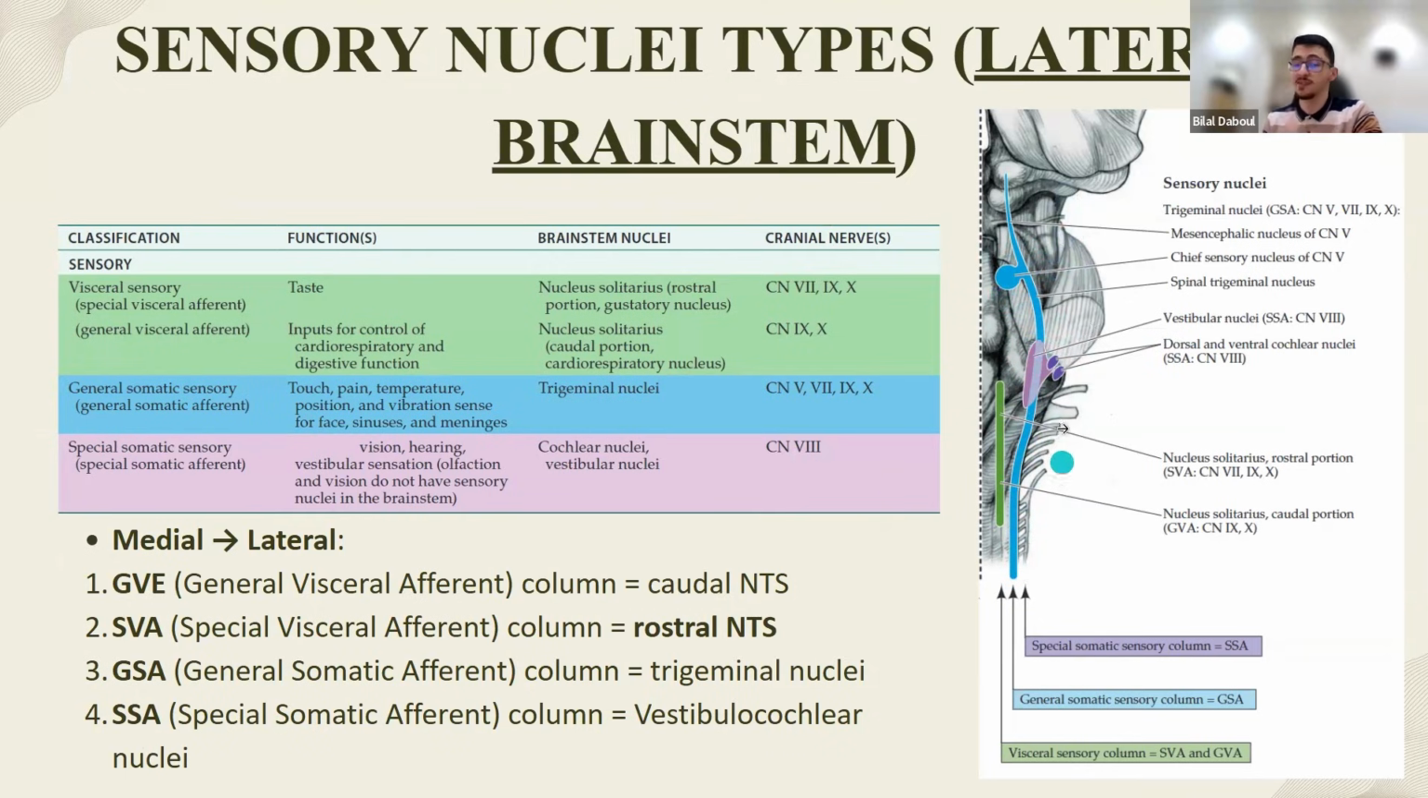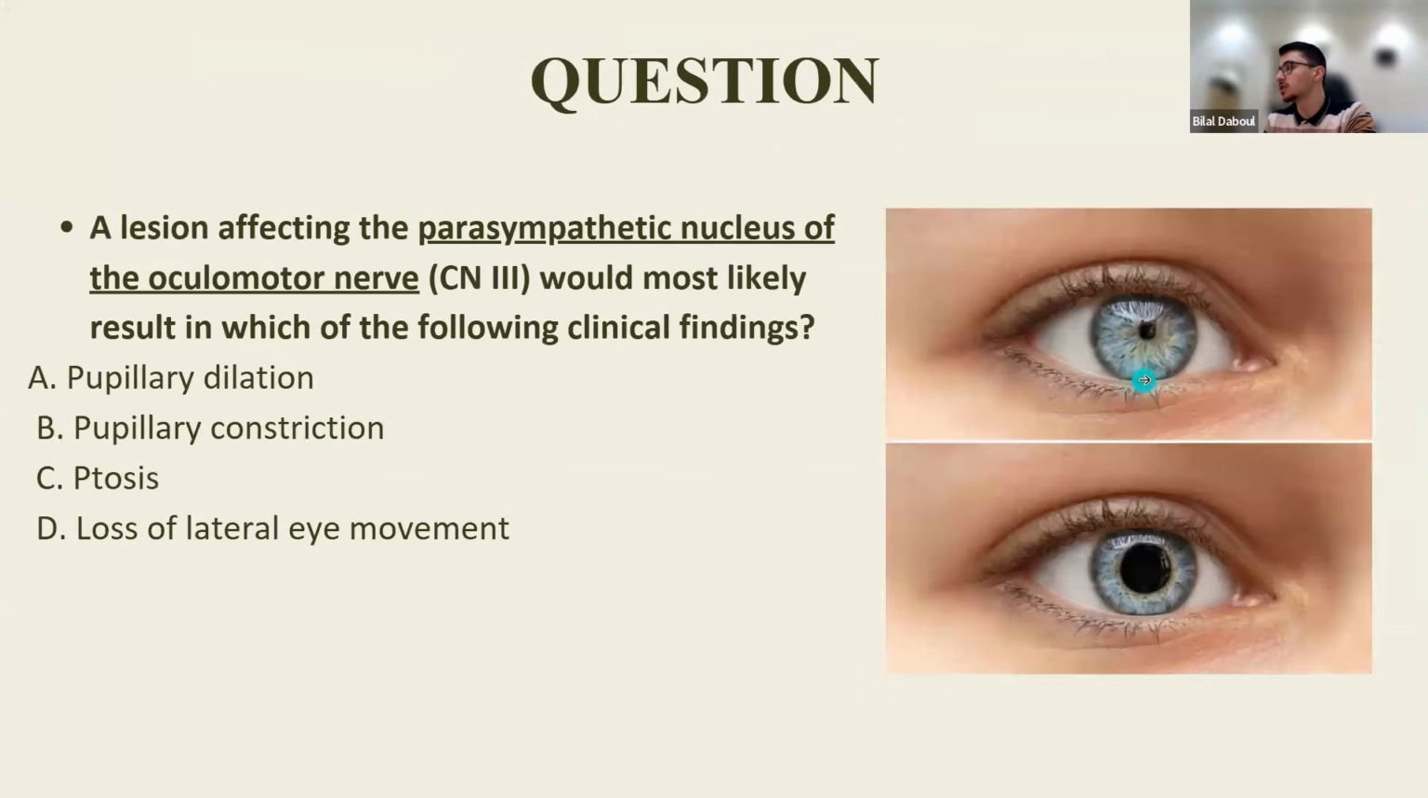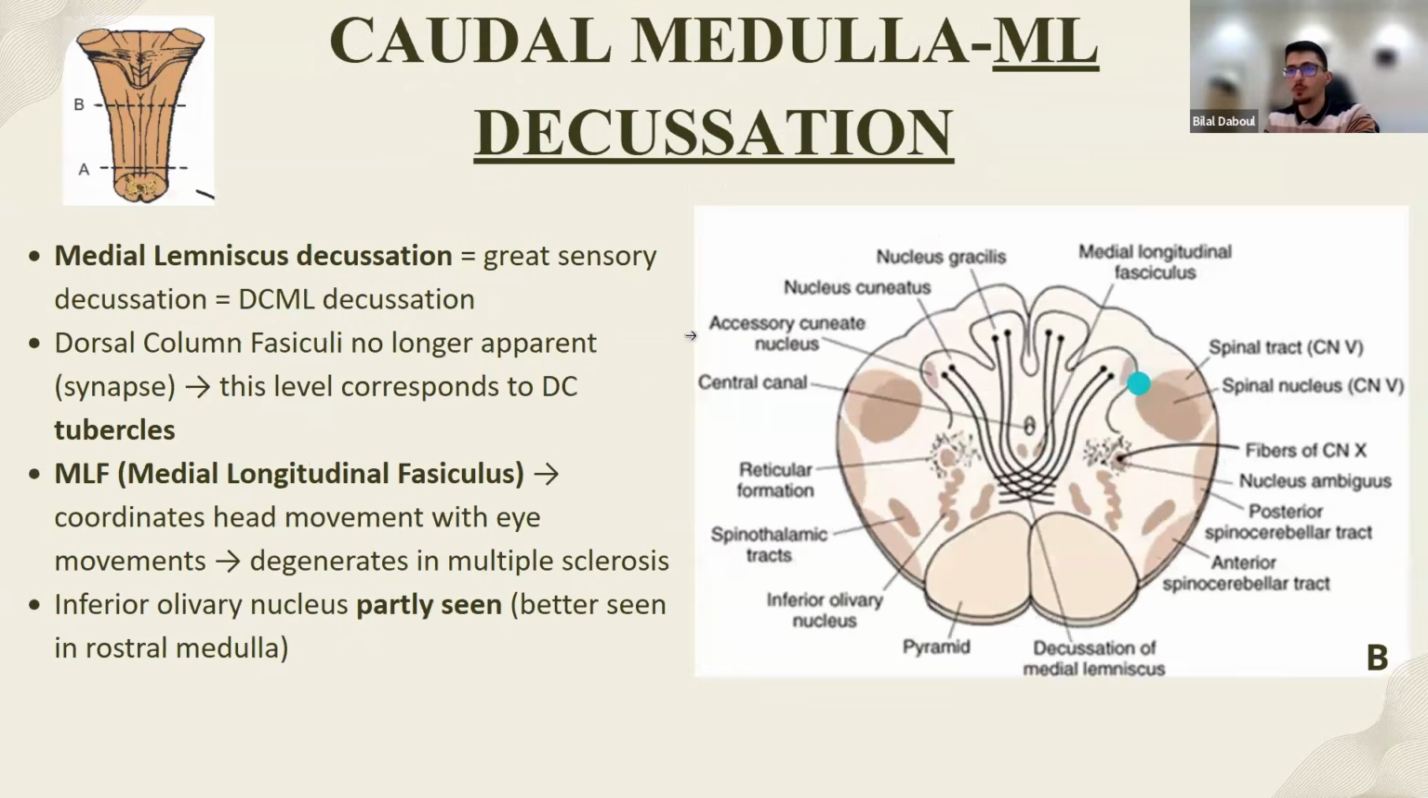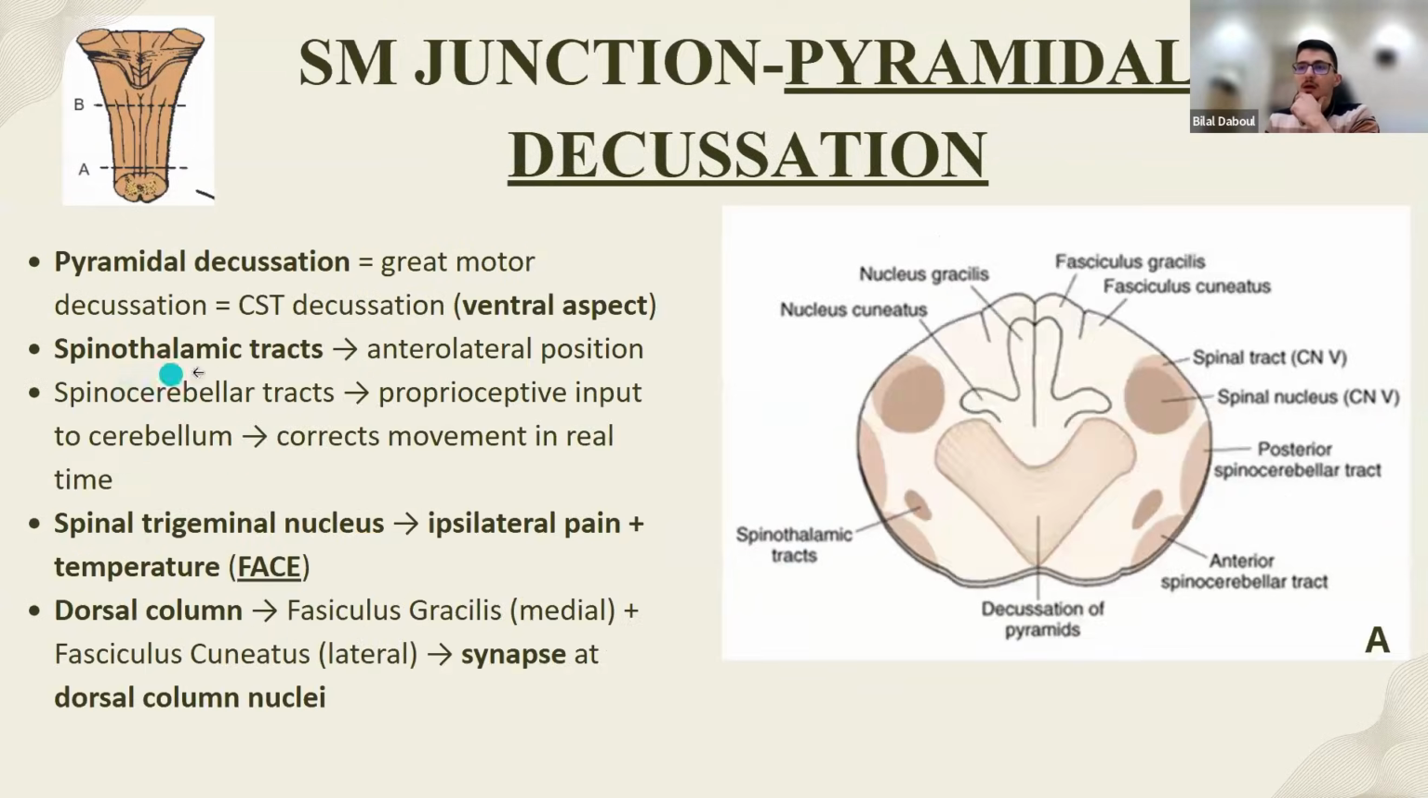So if you have a lesion that affects the lateral medulla or the lateral pons, you will have a loss of pain and temperature from the ipsilateral face, or same side of face. We continue again. So, the spinal trigeminal nucleus: ipsilateral pain plus temperature from the face. You need to know this.